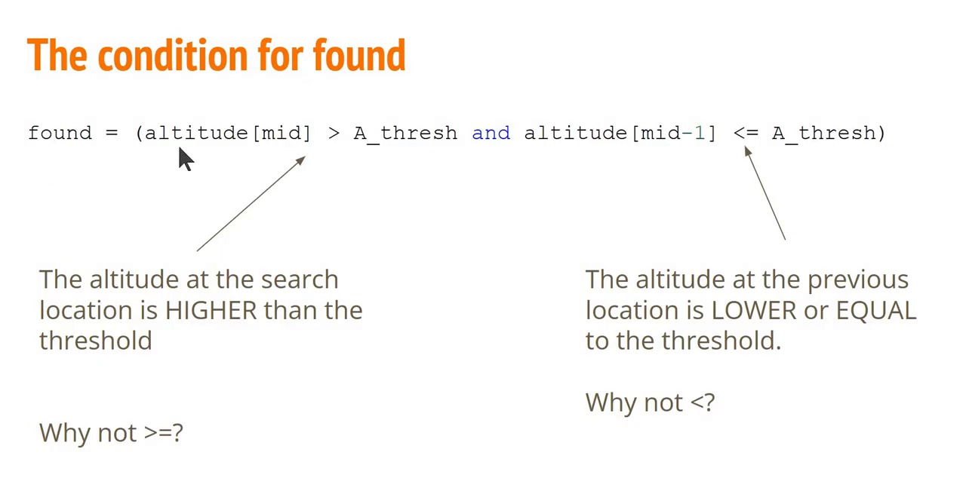Found is defined as altitude mid greater than a threshold, and altitude mid -1 less than equal to a threshold. Once again, why not greater than equal to here? Well, because remember, we are looking for a strict greater than. And why not less than? Because, again, the same reason. So we have to be careful with these small little things, because that influences the code.